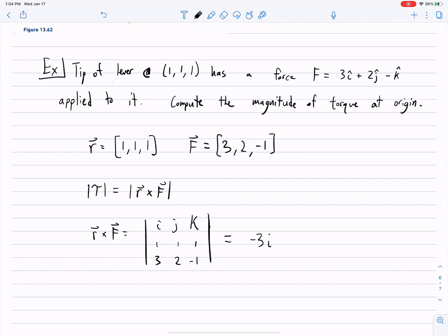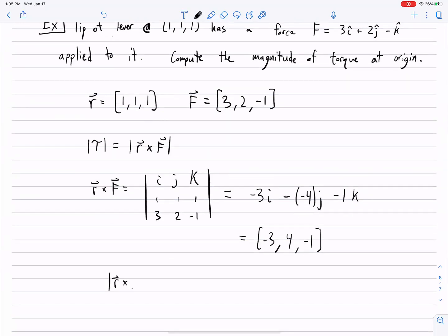So you get negative 3I, minus the J term, which will be negative 1 minus 3, so negative 4, giving 4J. And then K will be 2 minus 3, so it'll be negative 1K. And so that's the vector negative 3, 4, negative 1. And so the magnitude of R cross F is the magnitude of that vector, which is the square root of 9 plus 16 plus 1, which is the square root of 26. So that is the magnitude.